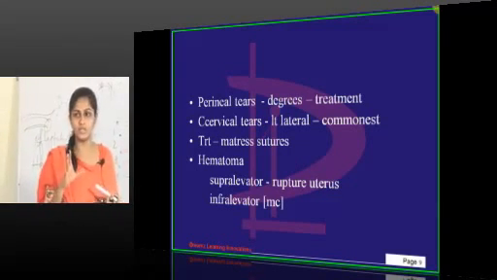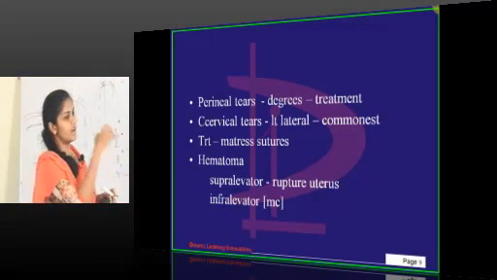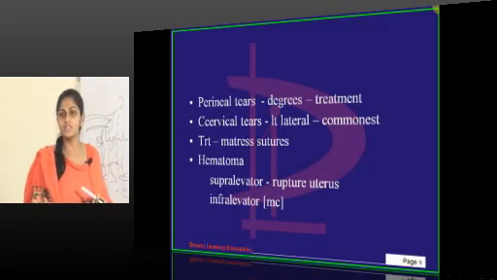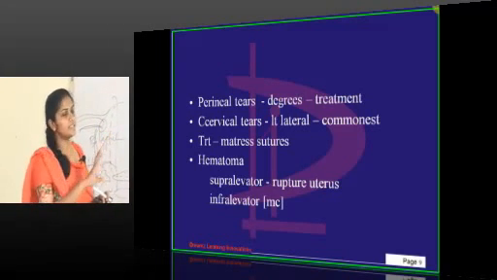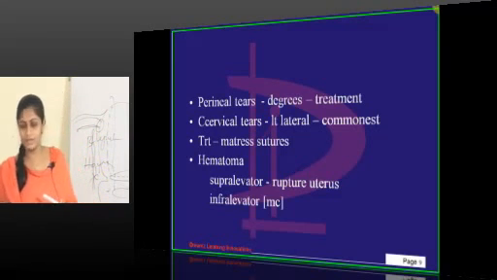The most common cause is rupture uterus. In a case of rupture uterus, we can see it because it is inside the peritoneum. Whereas infralevator, we see it outside, and management of infralevator is easy because we take her under general anesthesia, identify the site where the bleeding is, and suture it.